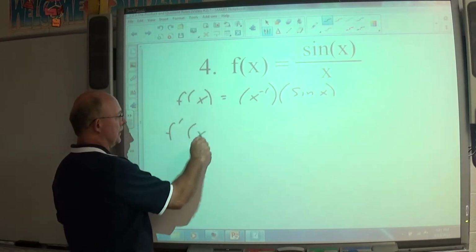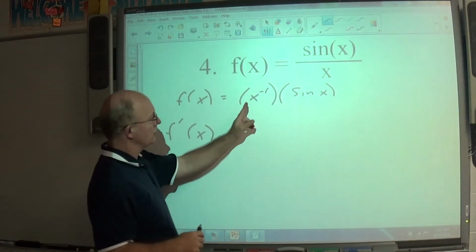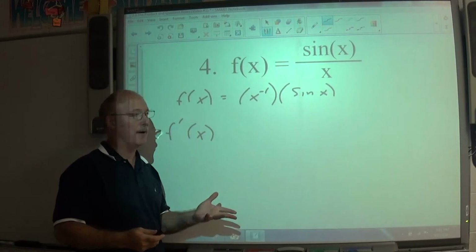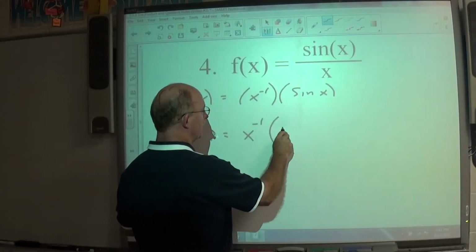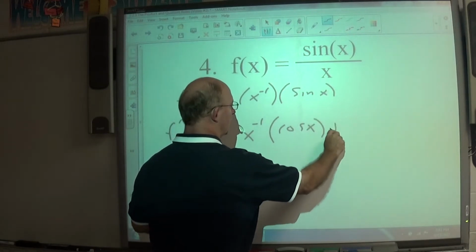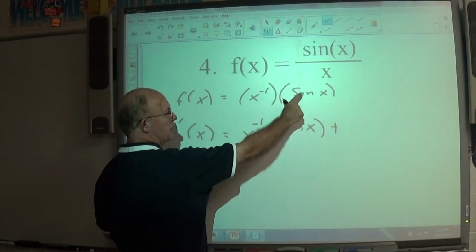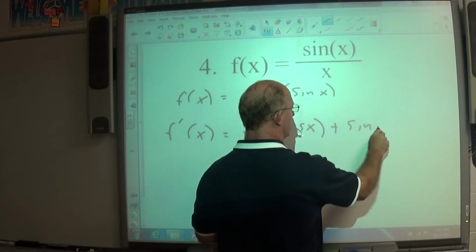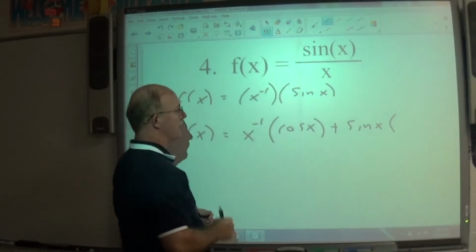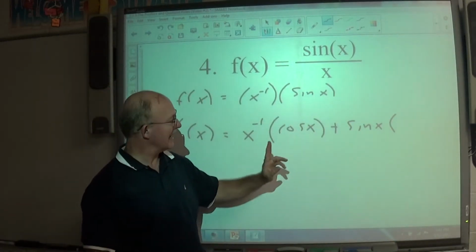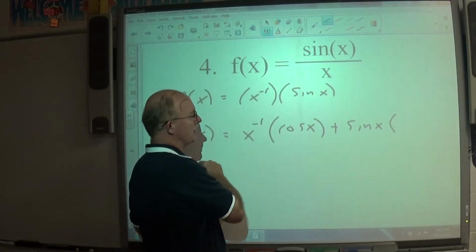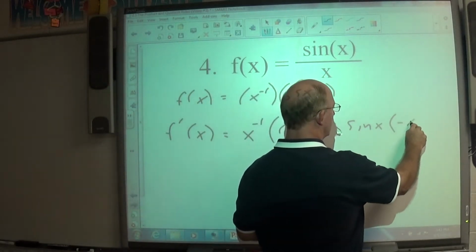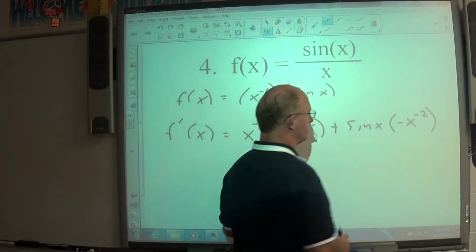So this time we use our product rule. The first times the derivative of the second, the derivative of sine x is cosine x. This will be x to the -1 times cosine x plus the second, which is sine x, times the derivative of the first. So the first times the derivative of the second plus the second times the derivative of the first. Now the derivative of x to the -1 is negative x to the -2 power.